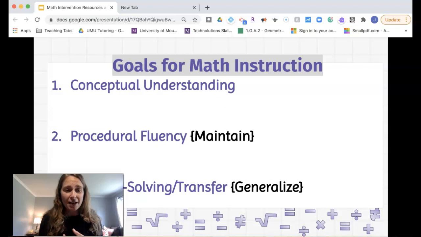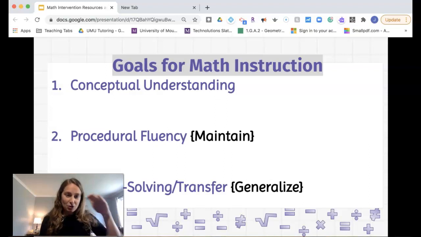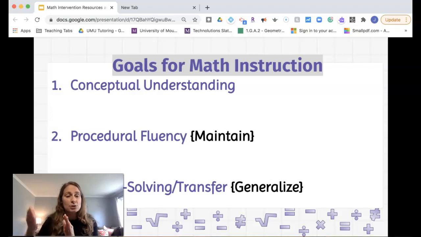We also want them to have procedural fluency, and I'll talk a little bit more about what that means, but it's not necessarily that they can do math really fast, which is sometimes a misconception. And then I know my head is over the word problem solving, but we want them to have problem solving and transfer abilities. And so when you're looking at this from more of a special education lens, procedural fluency would be maintenance of skills. We want them to be able to use their skills regularly and efficiently and correctly and accurately.